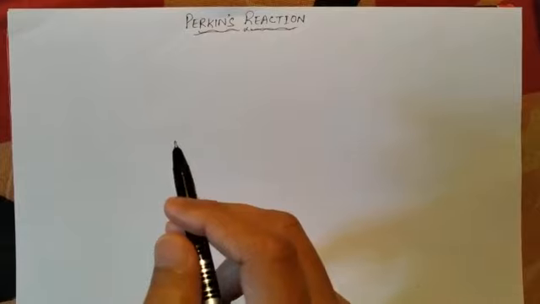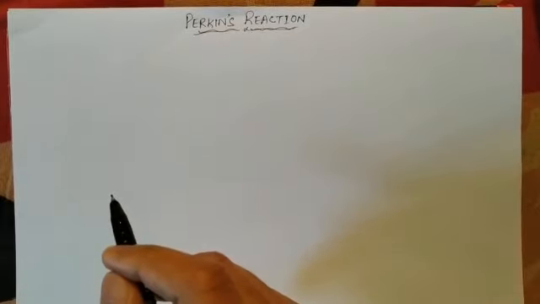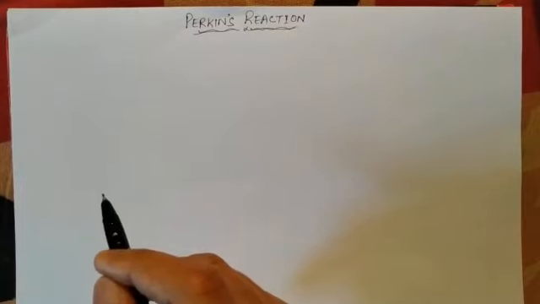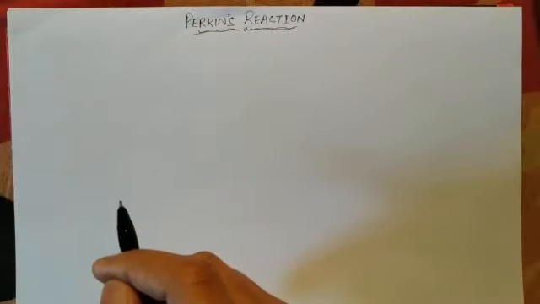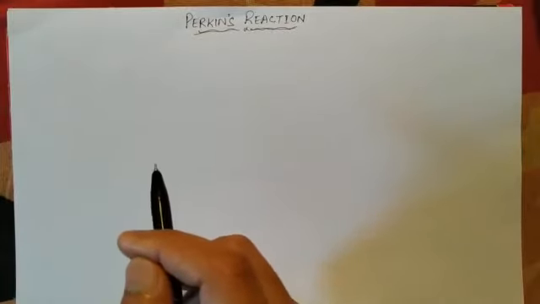So far we have discussed the Cannizzaro reaction and the aldol condensation reaction, taken from the chapter on aldehydes and ketones of 12th class chemistry. This time we are going to discuss another named reaction, also taken from the same chapter of the same class, and today's topic is Perkin's reaction.